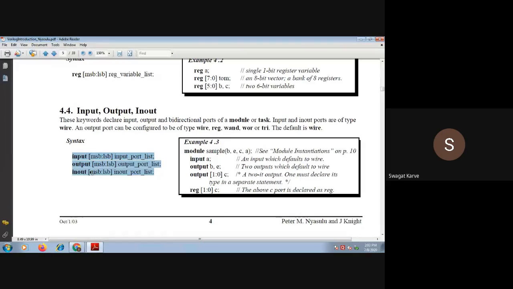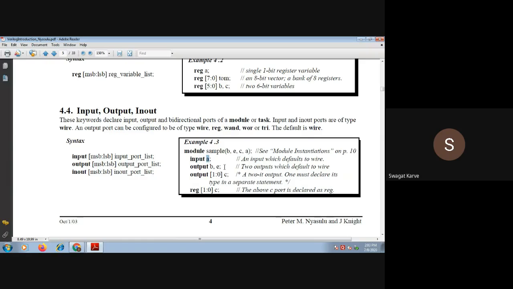Similarly, output, MSB as to LSB, output port list. And for bidirectional, that means in out, you have to mention in out, MSB as to LSB, in out port list. So here are some examples, right? This input A, what is this? It simply states it's a default input to a wire, and it's a single bit.